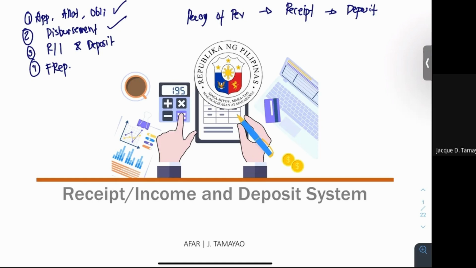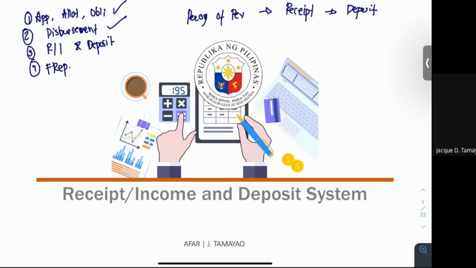But as a whole, the process of your receipt, income, and deposit system is first the recognition of revenue. How do we recognize revenue? We need to determine if ever there is a difference as to the recognition of revenue under your government accounting manual as prescribed by your PPSAS and your financial reporting under your PFRS. Next, the recording of that receipt of revenue. The receipt must be recorded by the collecting officer. And then lastly, the depositing of that receipt by the collecting officer to the authorized government depository bank. So those are the items that you will expect in this particular topic.